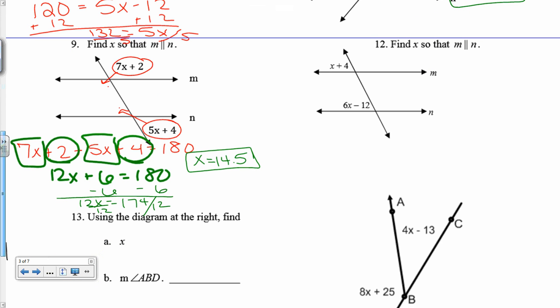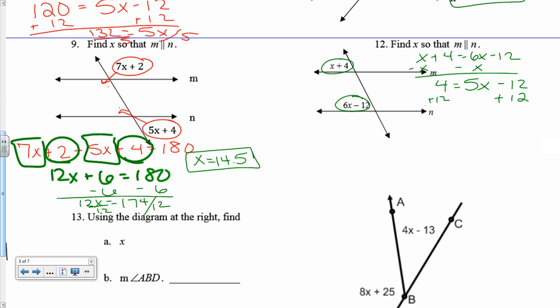Number 12, I have corresponding angles. Correspondings are congruent. So x plus 4 equals 6x minus 12. Subtract the x. Add the 12. So I get x equals 3.2.